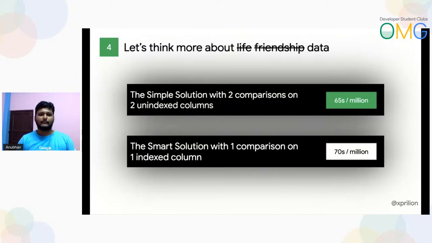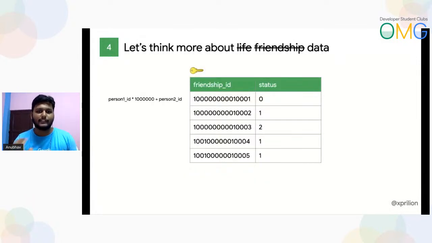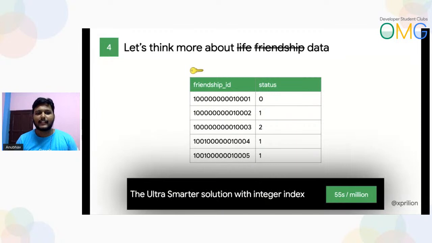Now, here's the question, right? Can we improve more on this? Now let's use a formula to calculate the friendship ID. It's a simple multiplication of the first person's user ID with a million, and you add the second user ID at the end of it, and then you form the friendship ID, right? So is this better? As it happens, it actually is better, and it takes just 55 seconds to perform 1 million queries, right? So what are the implications of this?